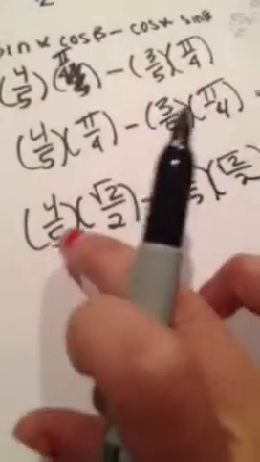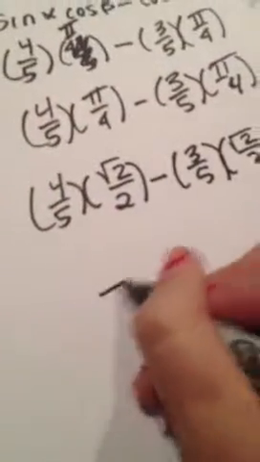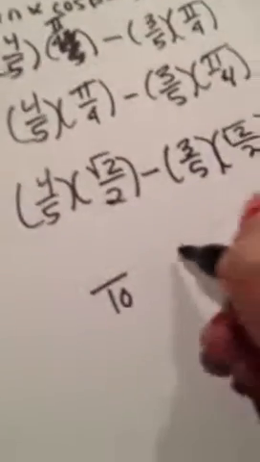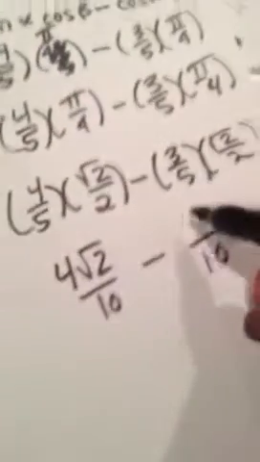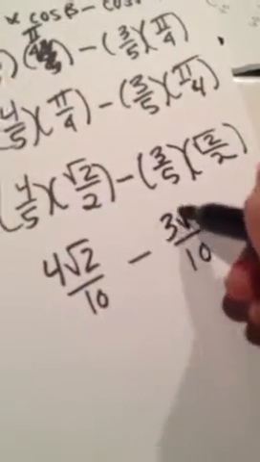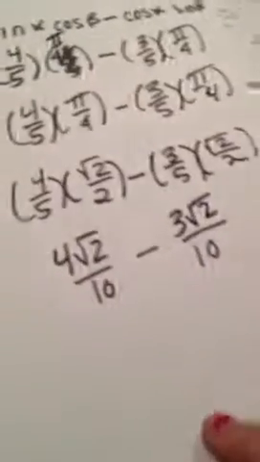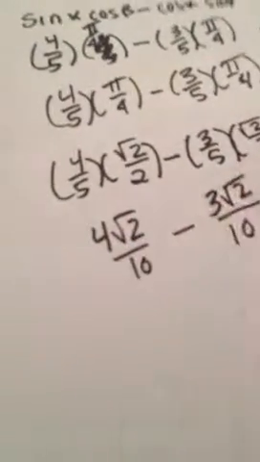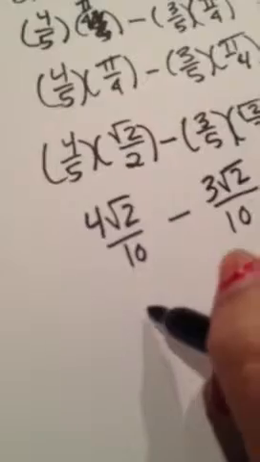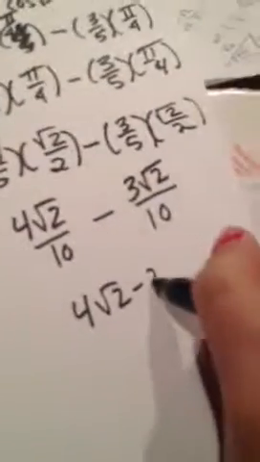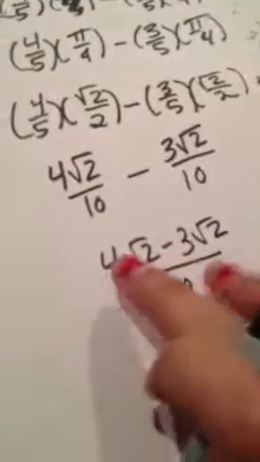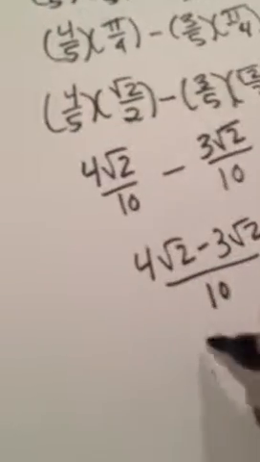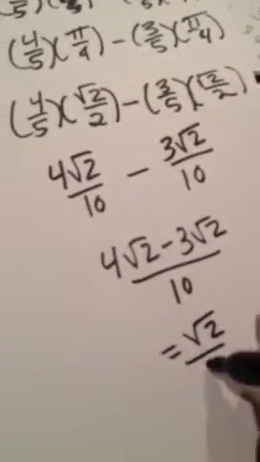Now the common denominator is 10 for each side, because 2 times 5 is 10. And now you just multiply across, and then minus 3 radical 2. Since these are both the same radical, you can combine them. When you put them together, your answer will just be 4 minus 3, that's 1, so your answer will be radical 2 over 10.